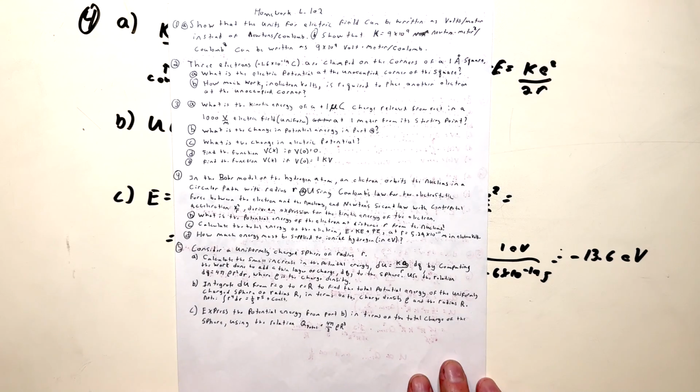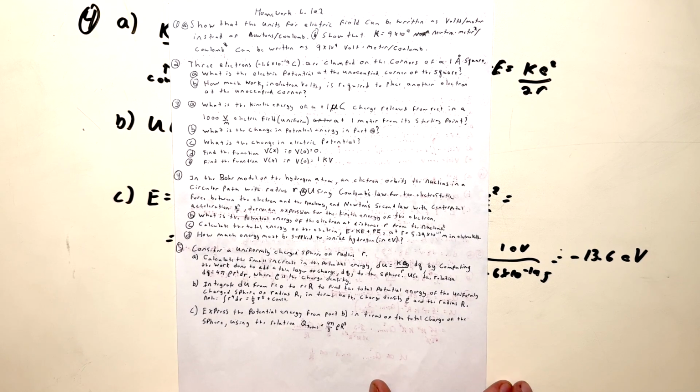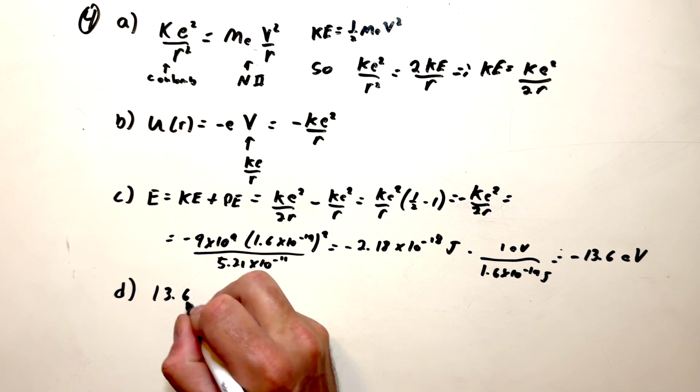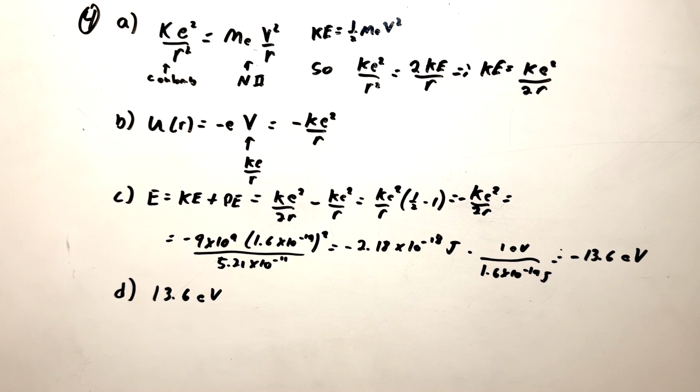Okay, and the last part. How much energy must be supplied to ionize hydrogen in electron volts? All right, well, that's an easy one. If we supply 13.6 electron volts, then we will free the electron, though at infinity its velocity will just be 0. If we want it to go any faster than that, then we'd have to provide just a wee bit more energy. But 13.6 electron volts is the ionization energy needed.